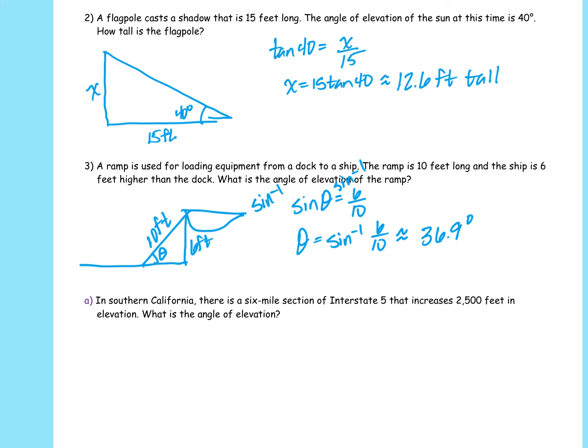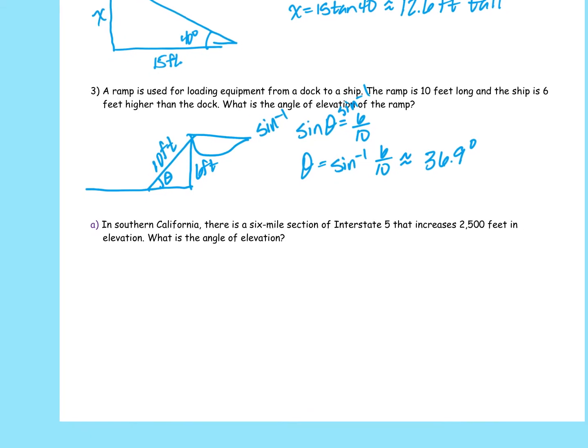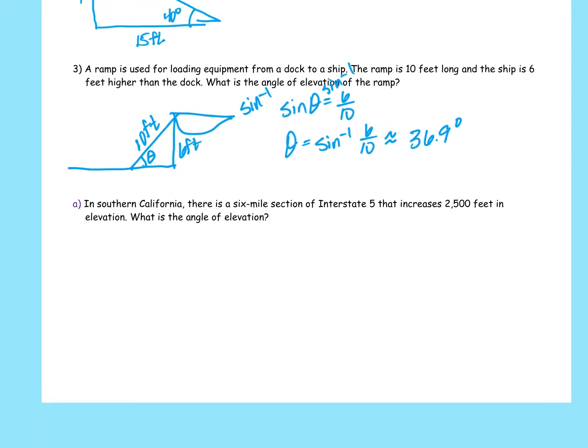Okay. And then, A is for you guys to do. So here we go. In Southern California, there's a 6-mile section of Interstate 5 that increases 2,500 feet in elevation. So here's my road. It wants me to find the angle of elevation. The 6-mile section could be the length of the road or the distance between here and here.